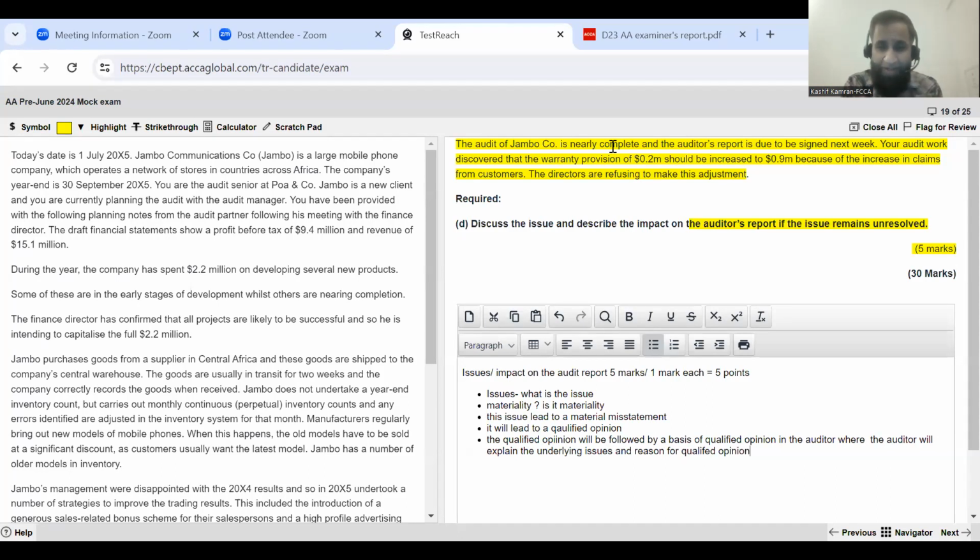But when the question is of 5 marks, you cannot just say, this is a material misstatement and the auditor will issue a qualified opinion. Are you getting 5 marks for that?